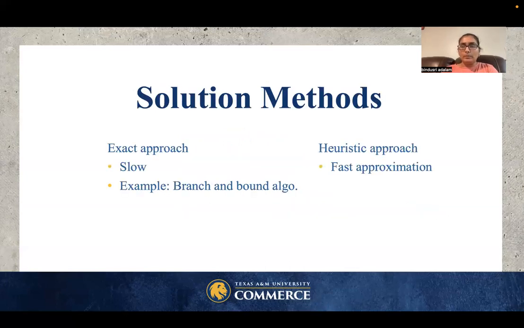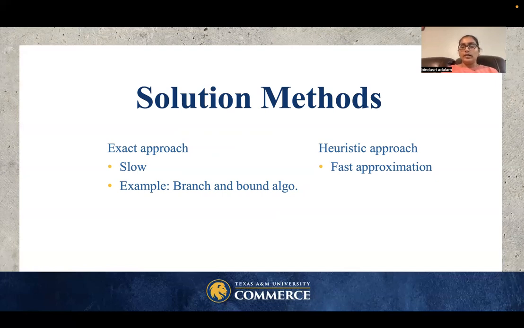Next, coming to the solution methods available for solving VRP. Basically, we have two main approaches for solving VRP. The first one is the exact approach. The goal of the exact approach is to design algorithms that can find the optimal solution most efficiently. They are rarely used for practical applications. Due to the difficulty of VRP, it takes them unreasonably long to find a solution for even moderate sized problems. So they are slow. Examples of exact approach algorithms are branch and bound algorithms.